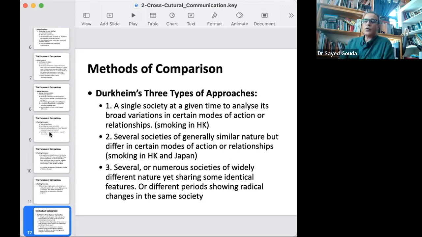The third approach, numerous societies, widely different in nature, yet sharing some identical features, or different periods showing radical changes in the same society. Different periods, like picking one phenomenon and comparing that phenomenon 100 years ago and the same phenomenon in our time now, within the same society or in more than two societies. So these are three types of approaches to do comparisons according to Emil Durkheim.